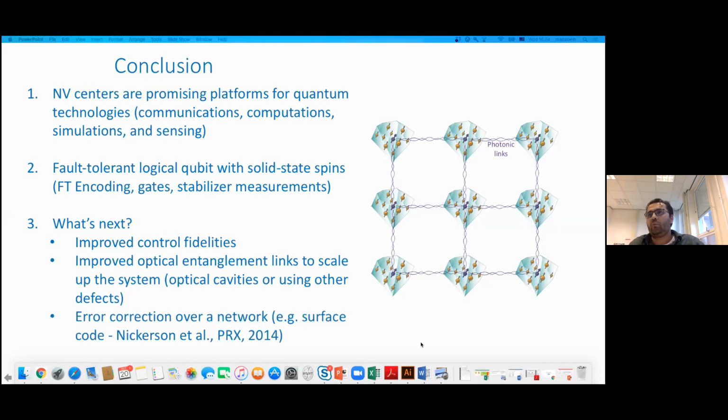And finally, while the work that I've shown is for quantum error correction, it's mostly just on one local node. But the final goal is to do quantum computations over a network. And there we would perhaps need to use different error correction protocols, for example, over a network protocol. And there have been some nice proposals for this. For example, this nice paper from Nickerson in 2014, where you can also do, for example, surface code over a quantum network. And this is perhaps the future of these systems.